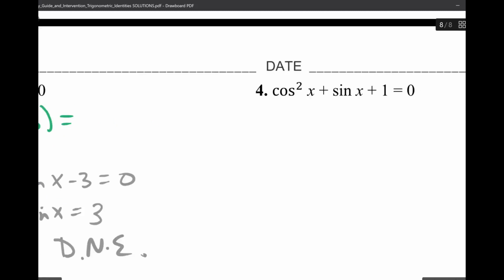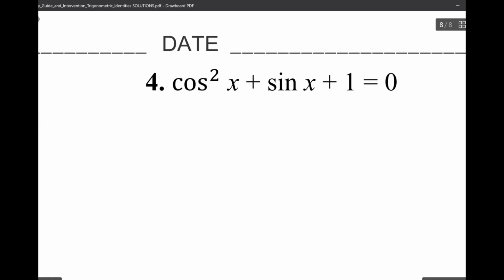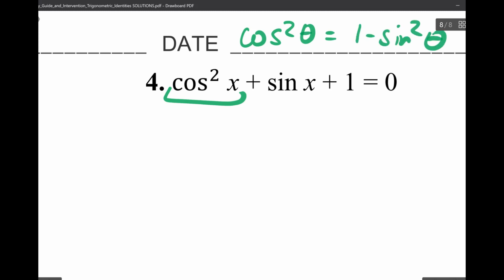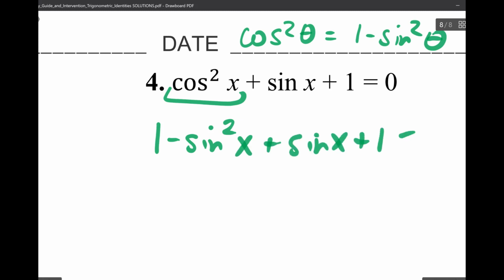So here I have cosine squared x plus sine of x plus 1 equals 0. There's nothing I can sub in for sine of x because it's by itself. It's not squared. And I need to get everything in the same trig function, so I can sub in something for cosine squared of x. I know cosine squared theta is equal to 1 minus sine squared theta. This is just a Pythagorean identity, so I plug that in: 1 minus sine squared x plus sine x plus 1 equals 0.